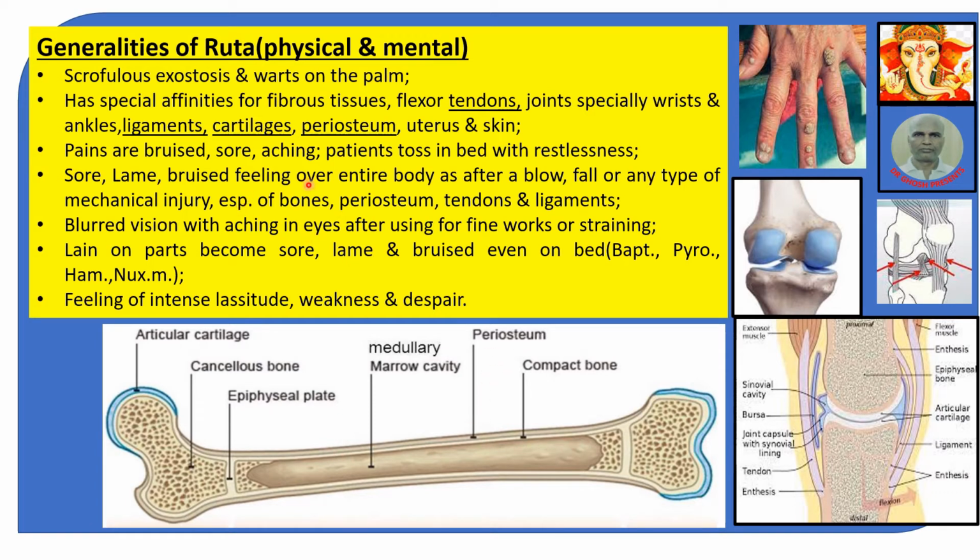Pain, bruised, sore, aching. Patient tosses in bed with restlessness. Sore, lame, bruised feeling over the entire body as after a blow, fall or any type of mechanical injury, especially of bones, periosteum, tendons, ligaments. Blurred vision with aching in eyes after using the eyes for fine work or straining. Lying on parts becomes sore, lame, bruised, even on bed. Bacillinum, Pyrogen, Arnica, Nux vomica have this symptom. Feeling of intense lassitude, weakness and despair.